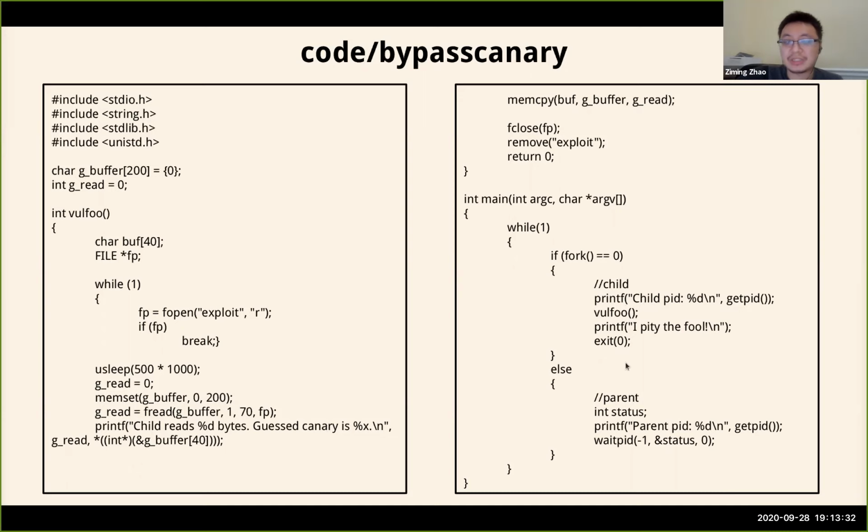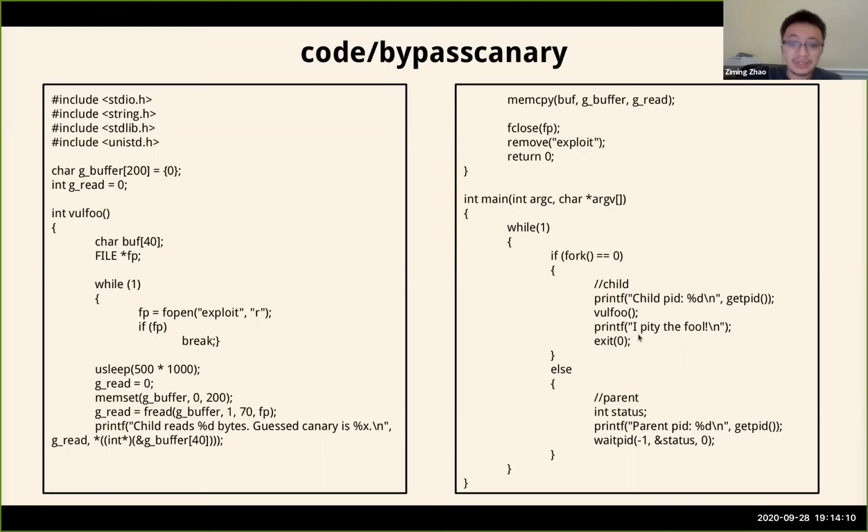And the parent process will print out its PID, then wait for the child process. So the parent process will block here. If the child process exits, the parent will wake up from here, then go back to the while loop, create another child process, then go back here. So the parent process will always have its own fixed PID. It's not changed, but there will be many child processes created.